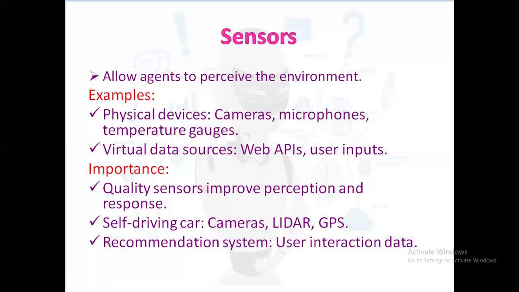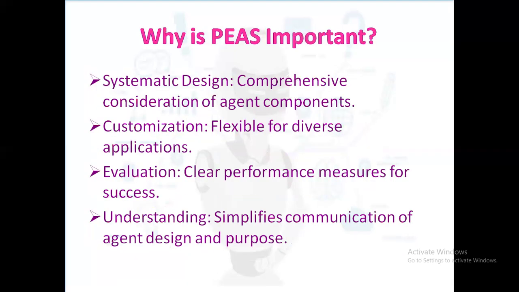This is about sensors. Next, why is PEAS important? Performance measure, environment, actuators, and sensors are important. Systematic design of an agent involves a comprehensive consideration of its various components, ensuring that all aspects such as perception, decision making, and action are well integrated and aligned with the agent's objectives.